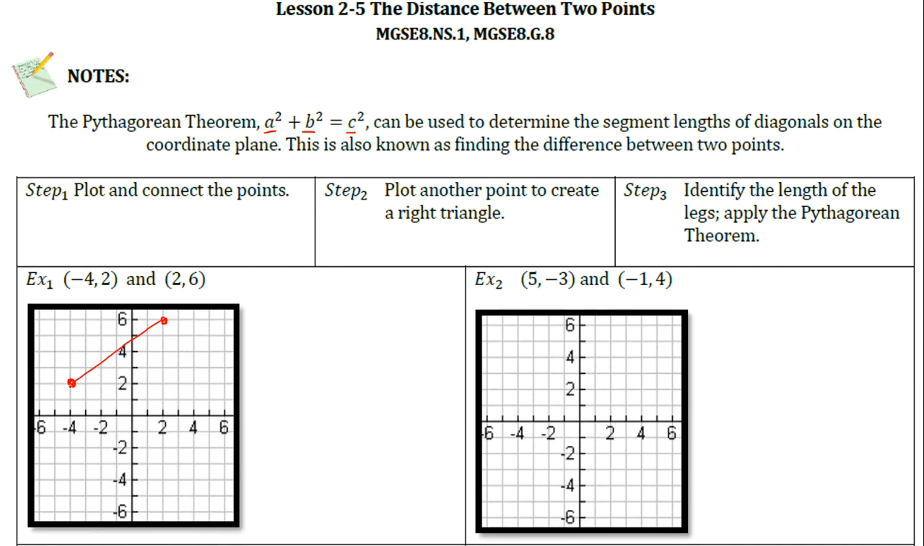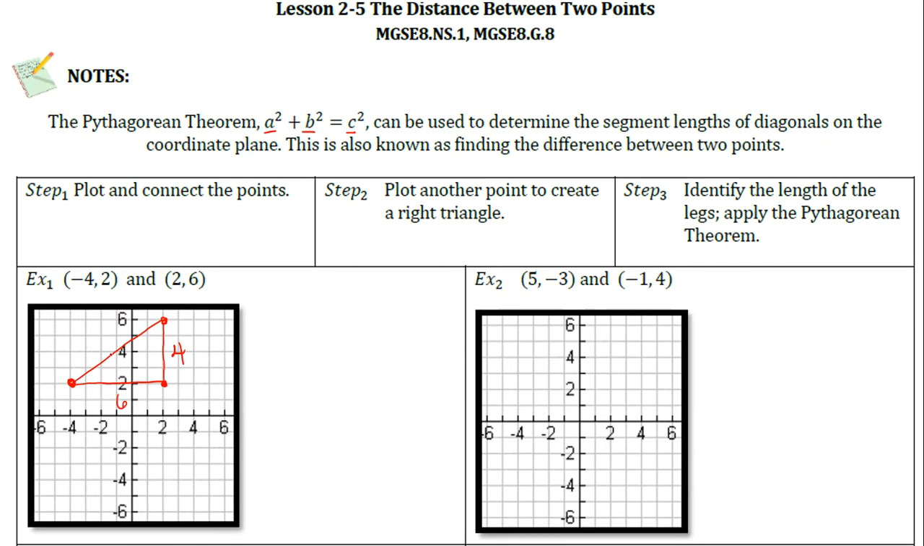So the second step after you plot the 2 points and connect the points is you're going to plot a third point to create a right triangle. Because remember, the Pythagorean theorem deals with right triangles. We could plot a point here, or we could plot one here. It does not matter. Now, as we connect the points to our third point, we are going to count the units to see how long each leg is. So we have 1, 2, 3, 4. So this leg is 4 units. This leg is 1, 2, 3, 4, 5, 6 units.